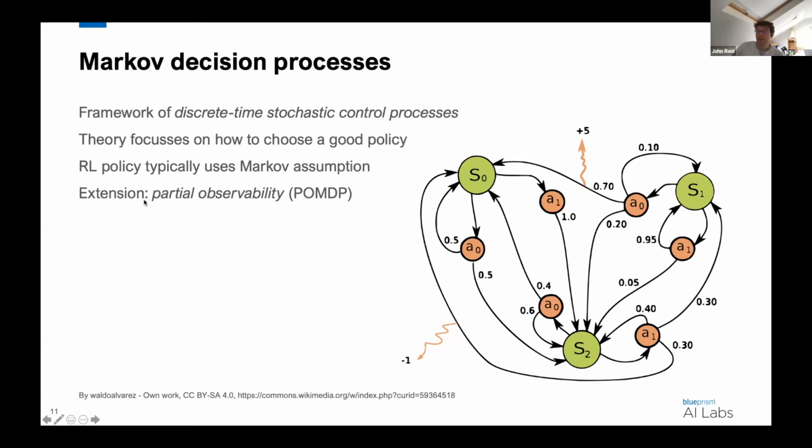Oh, and I should say there's an extension here. There's a partial observability extension. So there are POMDPs, and here, the agent isn't aware of what state it's in. It only sees reward signals, and it has to infer where it is in this decision process.